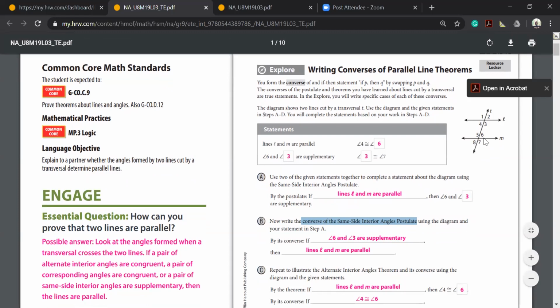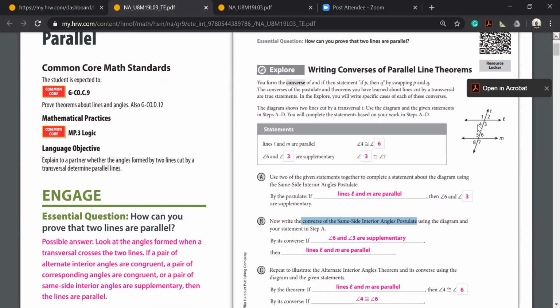Girls, angle 4 and angle 6 are not always congruent. They are congruent because these two lines are parallel and this line cuts them. If these two lines were not parallel, would angle 4 be equal to angle 6? Never. They will not be equal. They are equal because the lines are parallel.